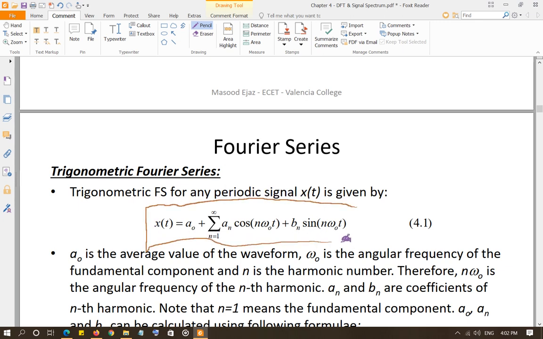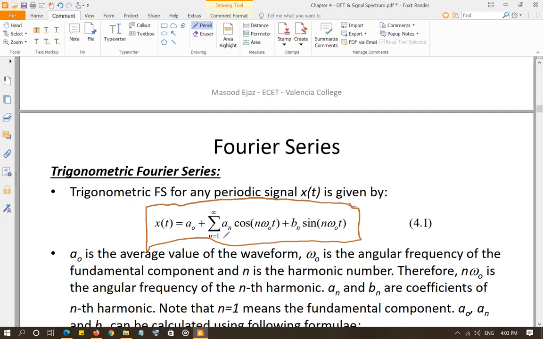So the first method of calculating Fourier series is trigonometric Fourier series, and of course we're not doing any derivation over here. There's no point of doing derivation here, but this is the equation through which trigonometric Fourier series is expressed. x(t) is any periodic signal. It is comprised of a naught, which is the average value of the periodic signal, and then a sum of all the harmonics and fundamental from n equal to 1 to infinity.